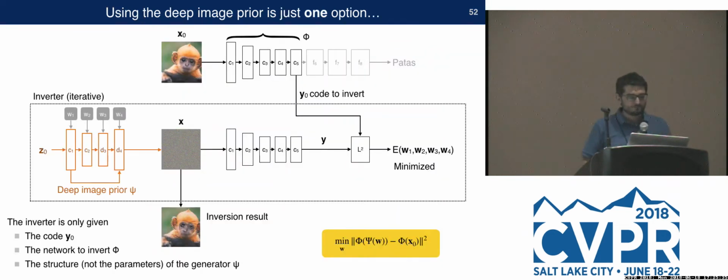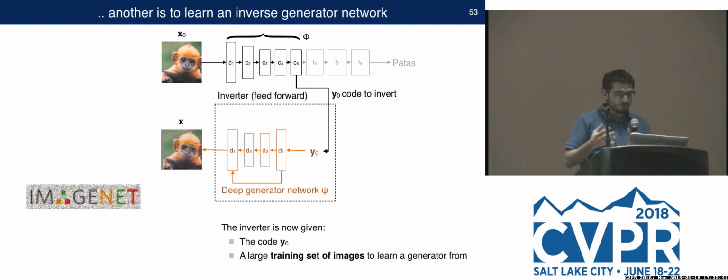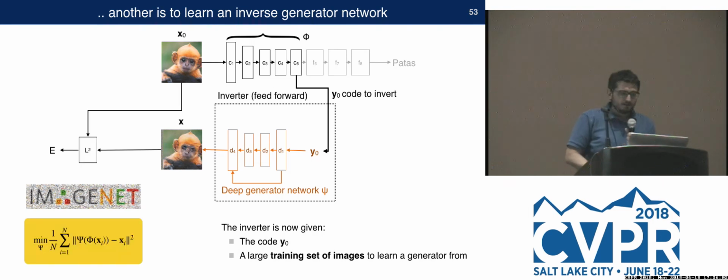Can I do better? Well, yes, of course I can. So this is what I showed you so far. But another thing that is quite popular in the literature is to do this. So what you do is you learn a conditional deep generator network that takes as input y, the code you want to invert, and spits out in a single feed-forward pass, which is very, very fast, it's not an iterative process anymore, the inversion directly in one go. Okay? Well, that seems like a good idea. How do we train this?